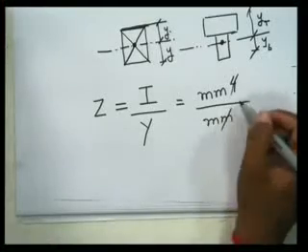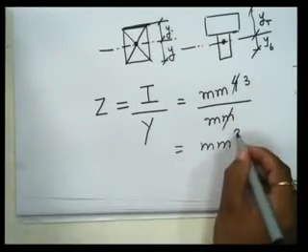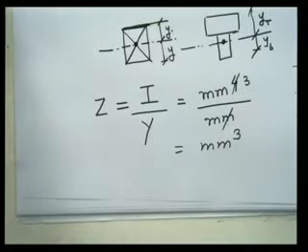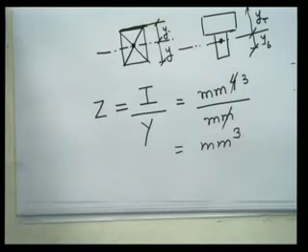Now what will be the unit of Z? mm to the power 4 divided by mm, so we'll get mm to the power 3. So the section modulus unit is mm to the power 3. Now we are going to derive the section modulus for different shapes.